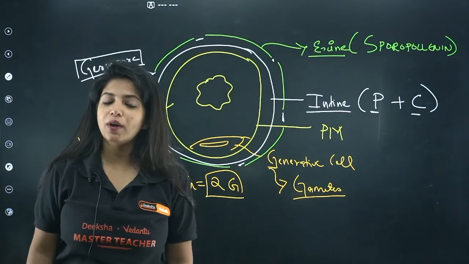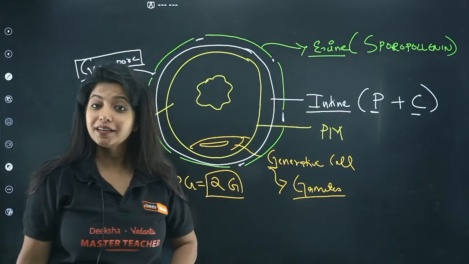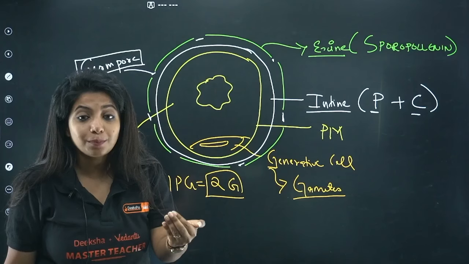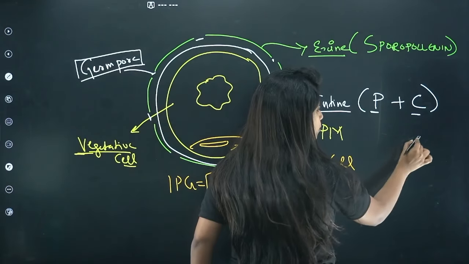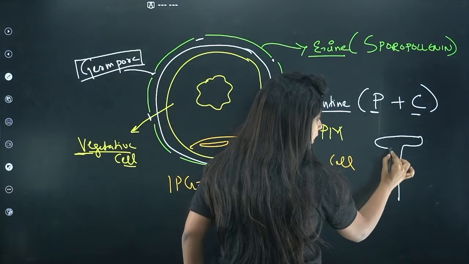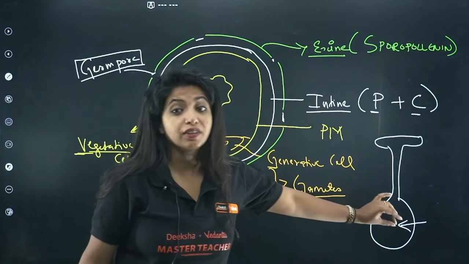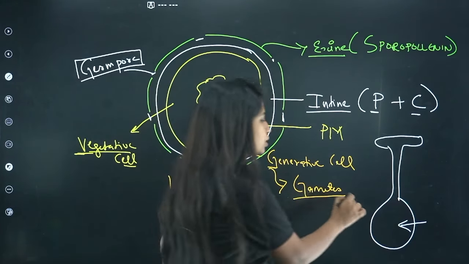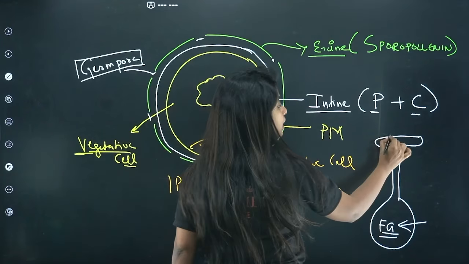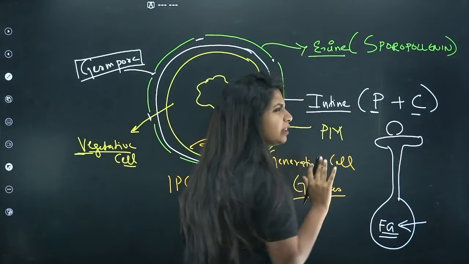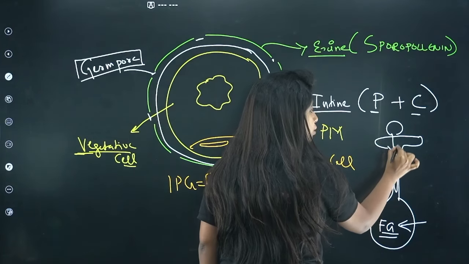So what exactly is going to happen with all this structure? Listen to me carefully. This is a pollen grain, and the pollen grain will be landing on the female reproductive part. The female reproductive part is made up of stigma, there is a style, and there is an ovary. Inside the ovary, you will have the ovule, which will have the female gamete. The pollen grains are going to land on the stigma. And if everything goes well, they are going to form a tube-like structure. This is known as the pollen tube.